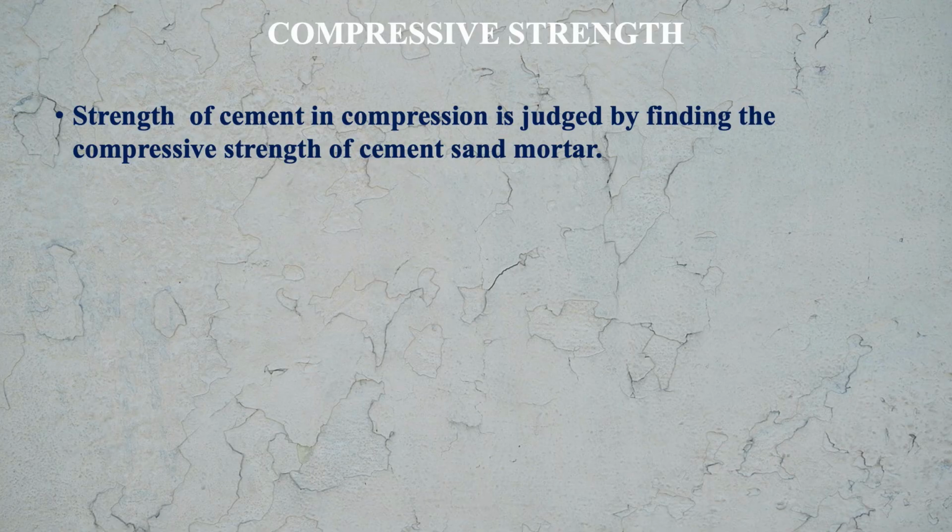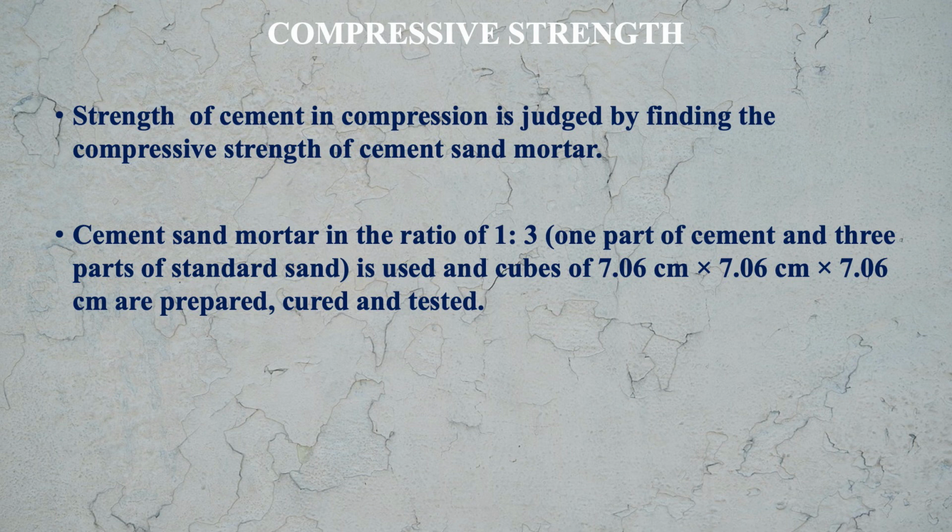Now the next property is compressive strength. Strength of cement in compression is judged by finding the compressive strength of cement mortar. What do we do for that? Cement and sand mortar in the ratio of 1:3, that is 1 part cement and 3 parts standard sand, is used, and cubes of 7.06 centimeter by 7.06 centimeter by 7.06 centimeter are prepared. They are cured and then tested. Whatever strength we get after testing these cubes is reported as the compressive strength of the cement.